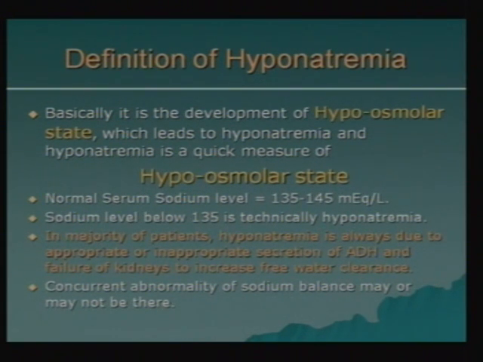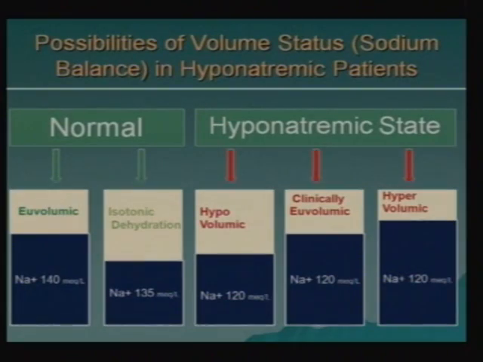What is the definition of hyponatremia? Basically, development of a hypoosmolar state which leads to hyponatremia, and hyponatremia is a quick measure of hypoosmolar state. Normal serum sodium level, as you know, is 135 to 145. Serum sodium level technically below 135 is called hyponatremia. However, patients are not symptomatic at this level of hyponatremia. In the majority of patients, hyponatremia is always due to appropriate or inappropriate secretion of ADH, as I have already told you, and concurrent abnormality of sodium balance may or may not be there, as you will see in the next slide.